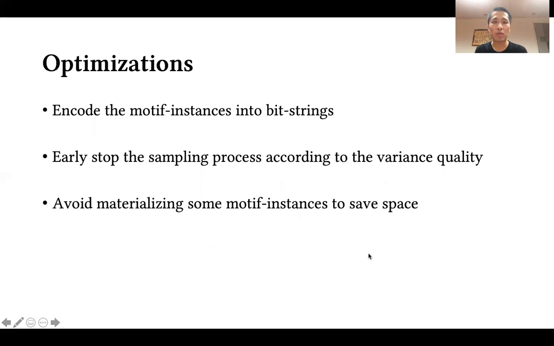We also have other optimizations. We encode the motif instances into bit strings to save space and also speed up the motif instance comparison. And we use an early stop strategy to further improve the efficiency of our algorithms. We also try to avoid indexing some motif instances to save space.